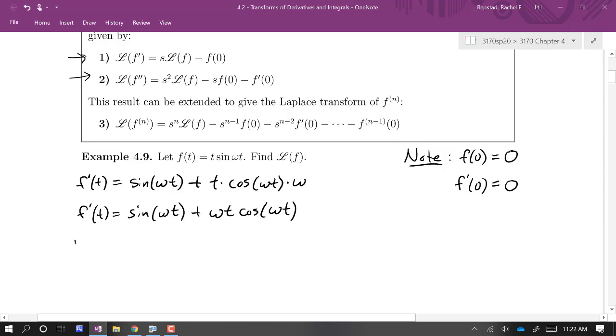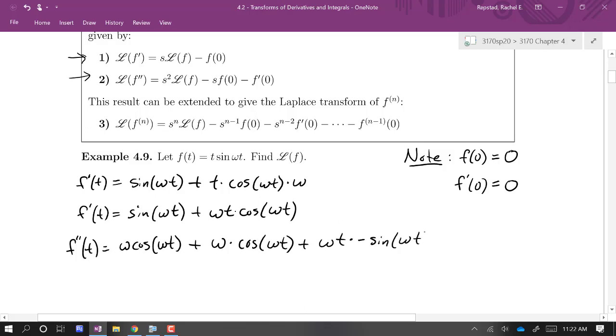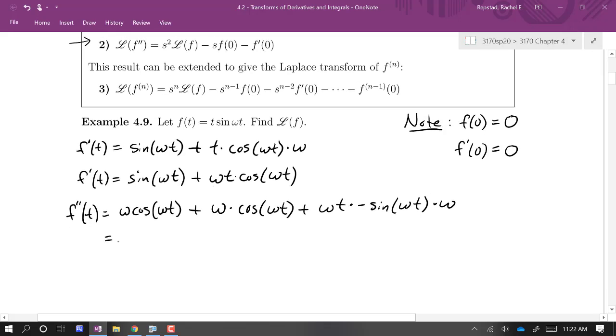I'm going to find the second derivative now. So the derivative of sine omega t is omega cosine omega t. And then we've got a product rule again here, so it'll be omega times cosine omega t plus omega t times negative sine omega t times omega. And cleaning this up a bit, these first two terms give us 2 omega times cosine omega t, and then we have a minus omega squared t sine omega t. So there's our second derivative.